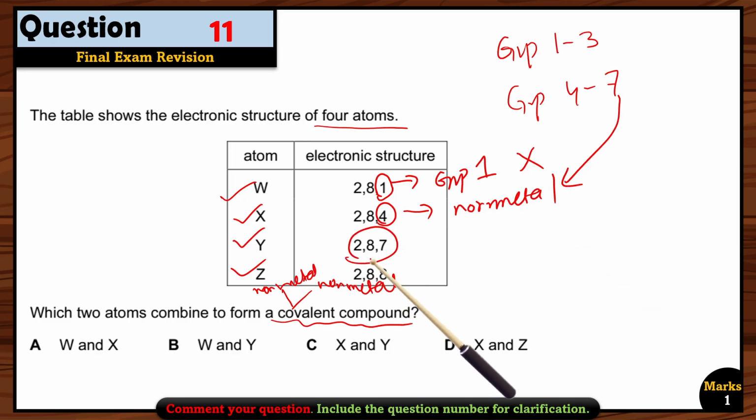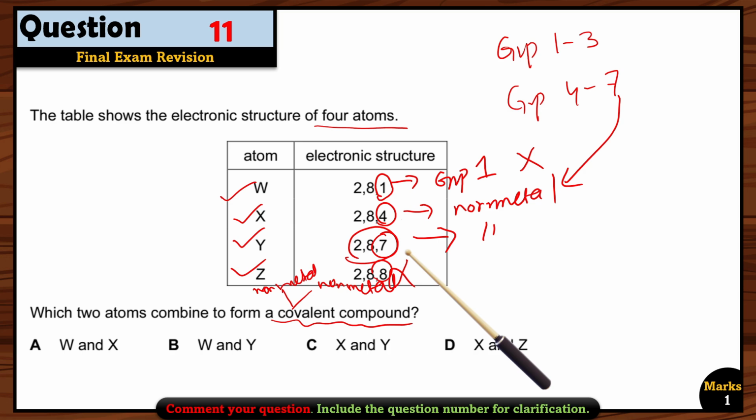Let's see about Y. Y belongs to group 7. If you see the last shell electrons, it's 7. So it means the group number is 7. So it is also a non-metal. If you see this one, Z belongs to group 8. It is a noble gas, and noble gases don't react with any other element. Their electronic configuration is complete. They don't need any electrons. So it means a noble gas will not react with anyone. So we are just left with X and Y. So when X and Y react with each other, they will give you a covalent compound. So this is how you can solve the question.